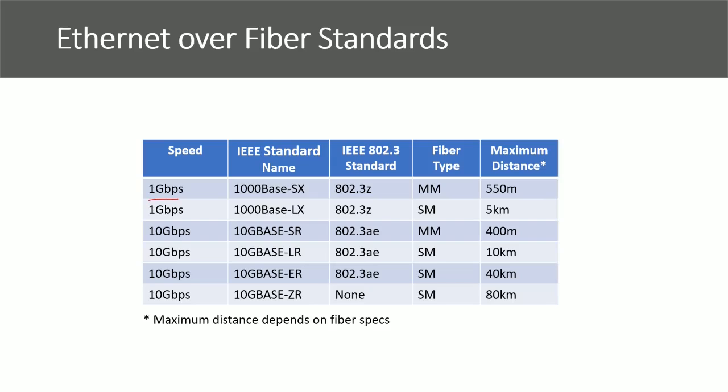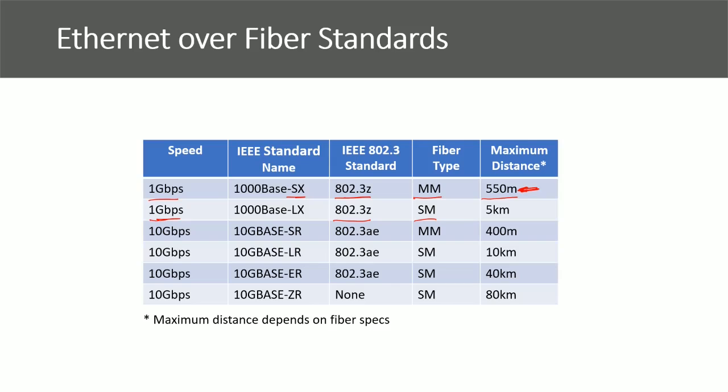At 1 gigabit per second, we have the 1000BASE-SX standard, or 802.3z. This standard uses multimode and it can go up to 550 meters. Now the distance is calculated based on certain specs for fiber cables. You can get the specs of these cables from the documentation of IEEE or the documentation of the manufacturer of the fiber or transceivers.